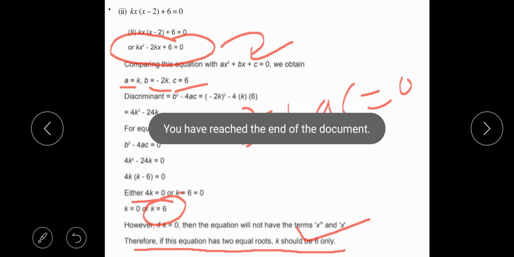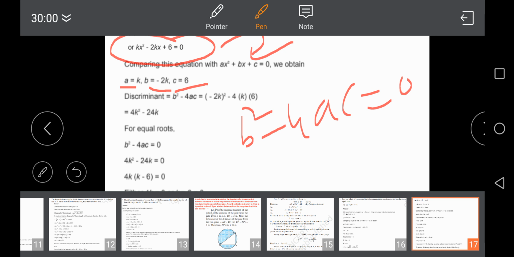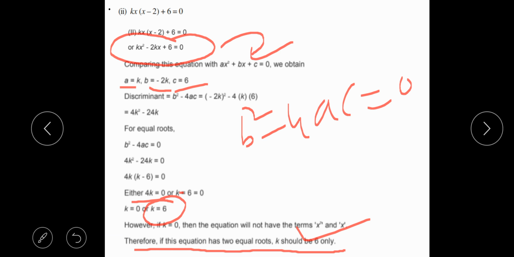So these are the required questions that you should know about, and these are very important questions of your exercise. So don't forget these questions. Always remember these questions.